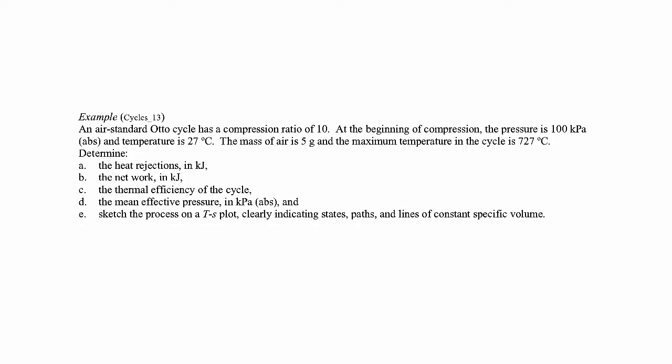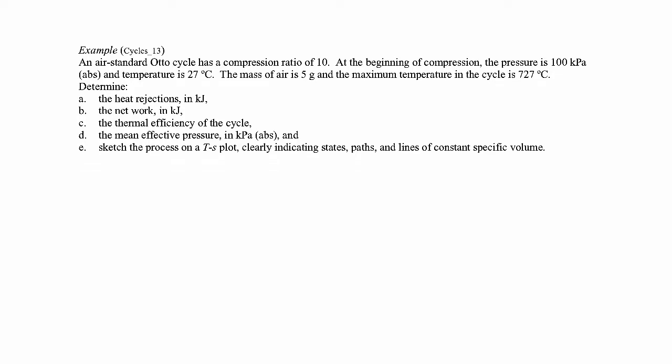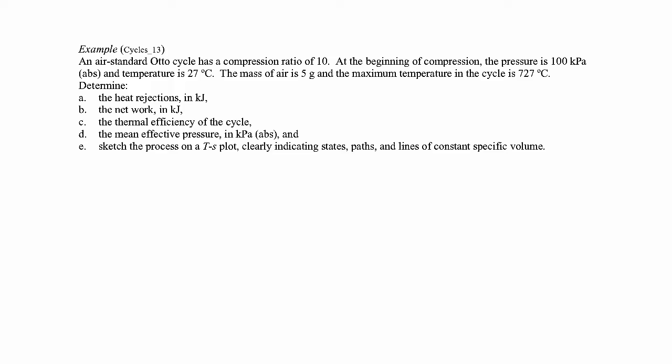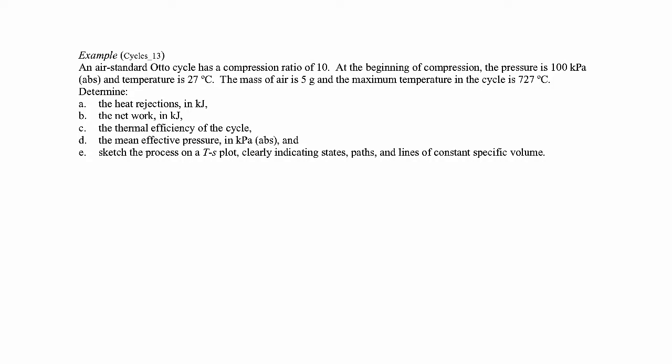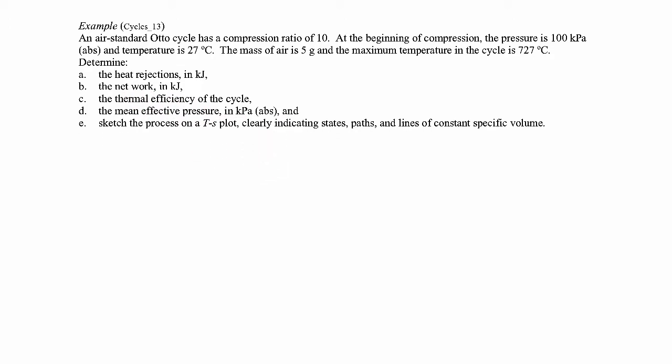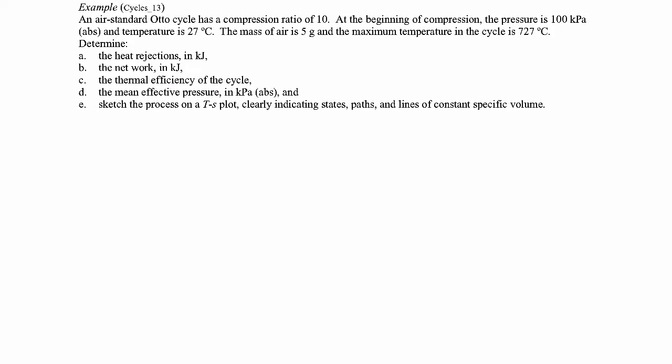In this example, we're told we have a standard Otto cycle with a compression ratio of 10, and we're given some information about the initial state of the cycle. We're also told the mass of the air in the Otto cycle and the maximum temperature of the cycle. So then we're asked to find the heat rejection, the net work, thermal efficiency of the cycle, mean effective pressure, and the TS plot. So let's go ahead and just sketch out what this looks like.